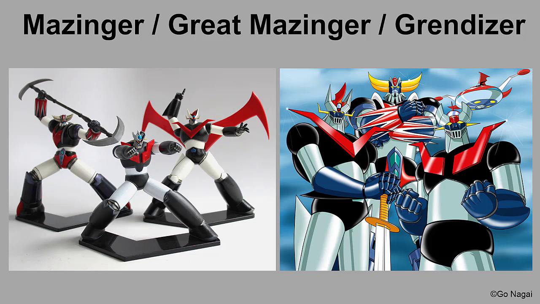So Mazinger and Grendizer. So the good guy mechs of Go Nagai all have much in common. So first, they tend to have similar color schemes, black, red, and blue, and white and yellow accents. Their colors are bright and saturated. Their arms and legs are simple cylinders, and they all have horns.